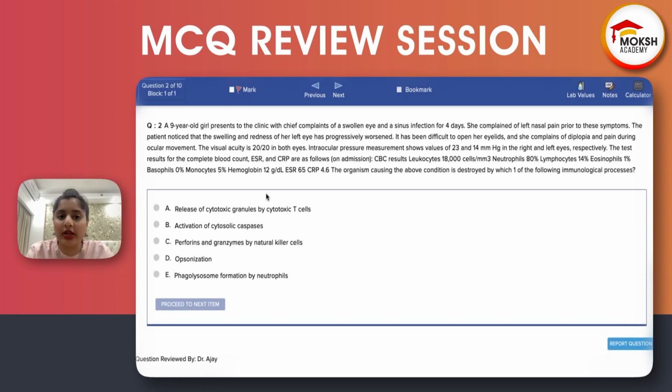The visual acuity is 20 over 20 in both the eyes. Intraocular pressure is 23 and 14 in the right and left respectively. The test results for the complete blood count, ESR, CRP, are as follows.